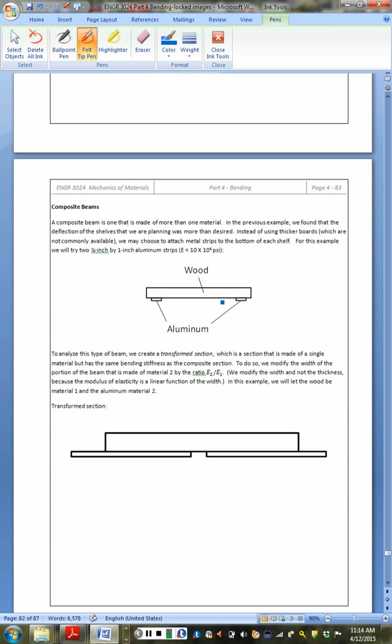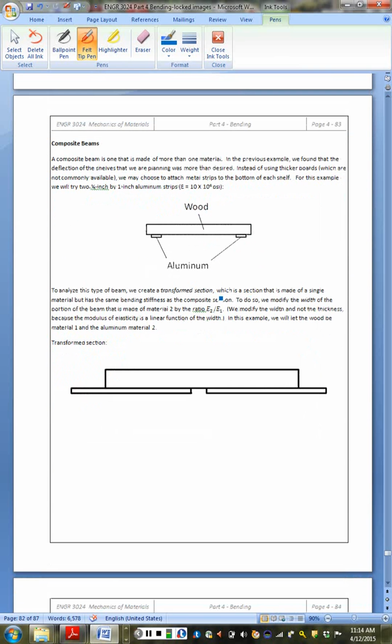So to control the deflection, we can be judicious about our material selection, or more efficient about our material selection, if we make a composite beam. A composite beam is where you take more than one material, and in this example we're going to use some aluminum strips to try and support the beam from the bottom and essentially make it a stiffer structure, so the deflection will be less.